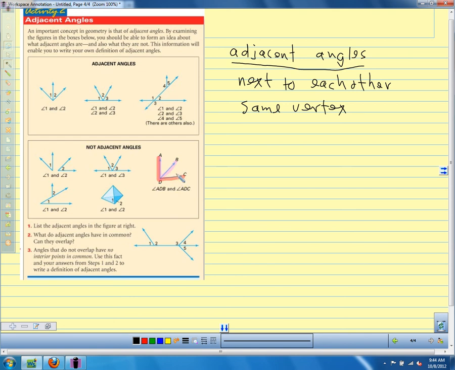Anybody? They're kind of on top of each other, aren't they? Or they overlap. So these overlap. One's on top of the other. So adjacent angles are next to each other. They have the same vertex. They can't overlap.